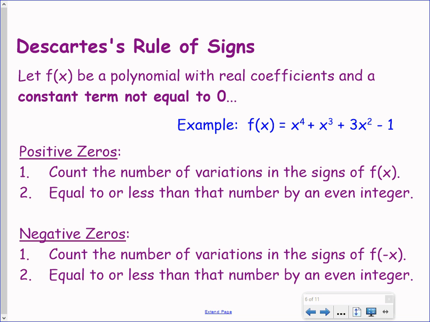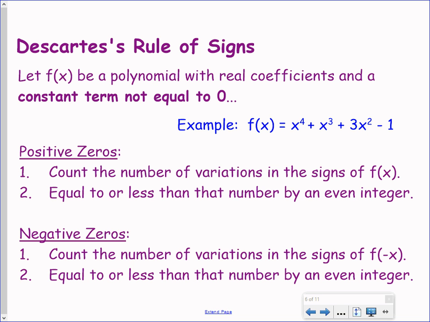Like any good math theorem, statement, concept, they're going to start with this let statement to give you some information about what we're talking about. Let f of x be a polynomial that has real coefficients, so you can't have any i's in your coefficients for this to work, and a constant term that's not equal to 0.